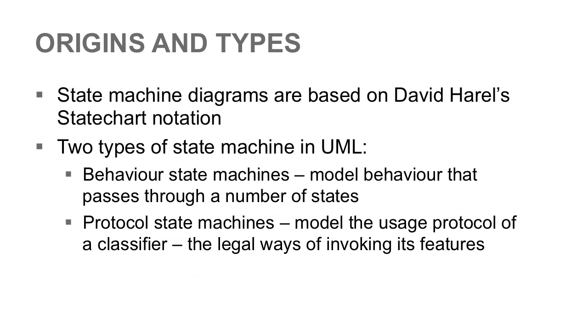Protocol state machines are a subclass of behavior state machines and are used to specify the usage protocol or life cycle of a classifier, usually a class or an interface, whose instances must conform to the permitted states and transitions defined in the state machine. A protocol state machine also defines the way that users of the services of objects of a class can interact with those objects by sending messages.